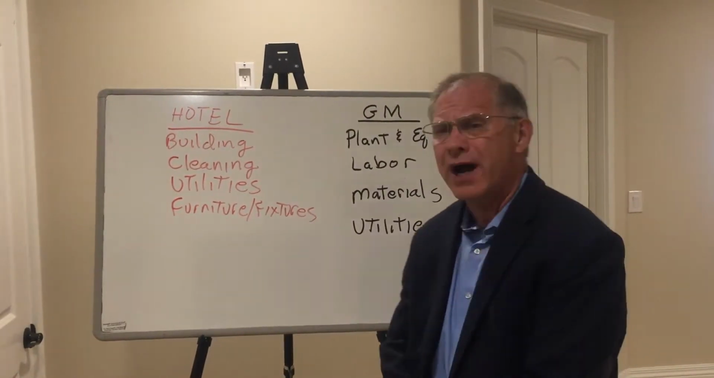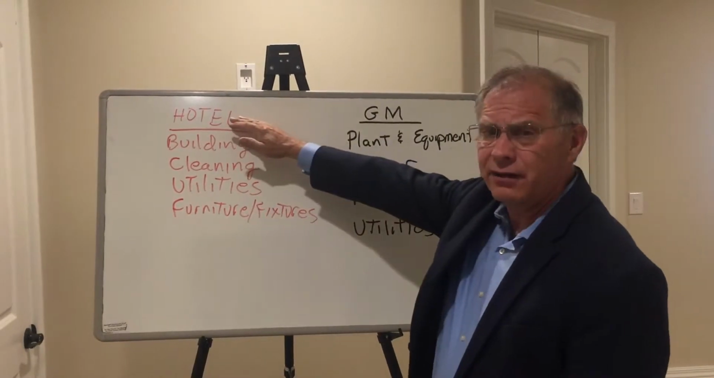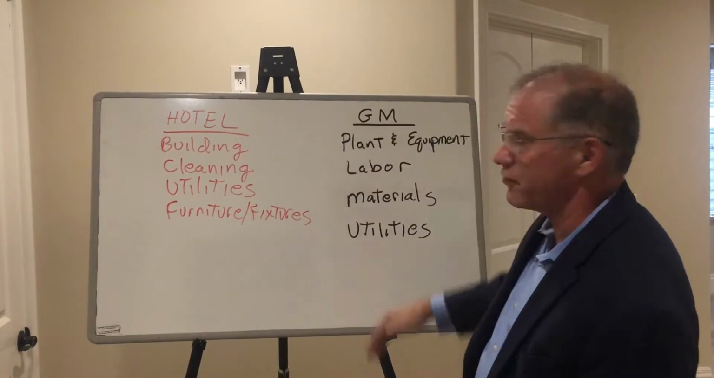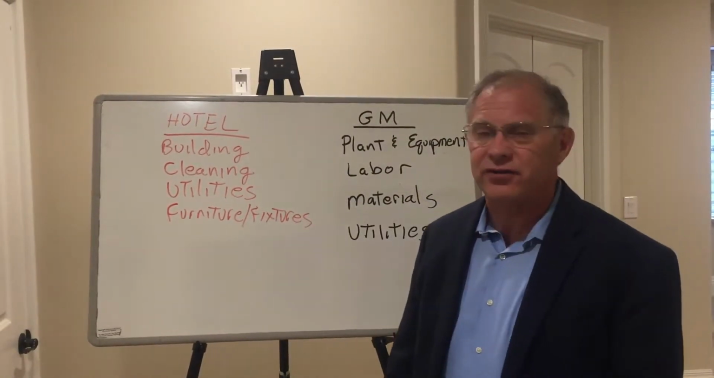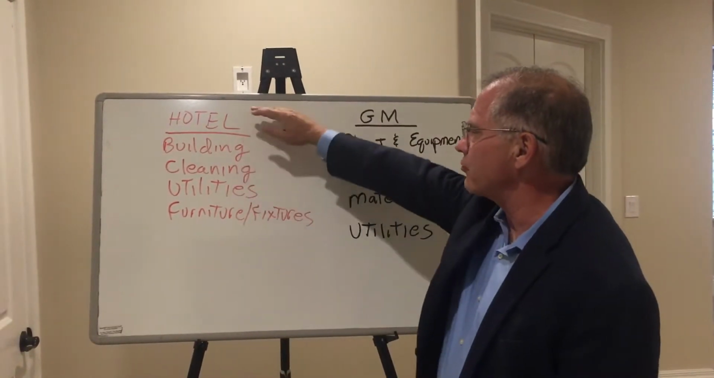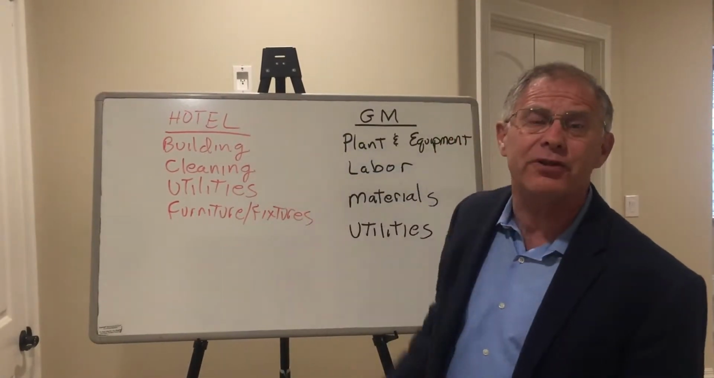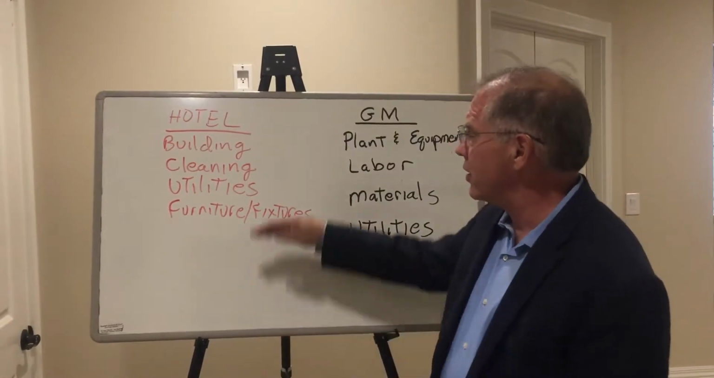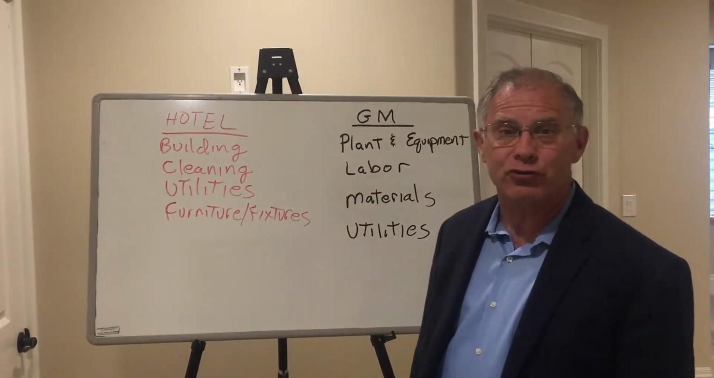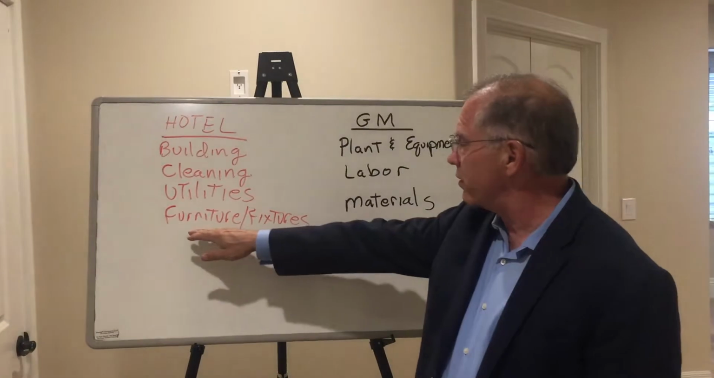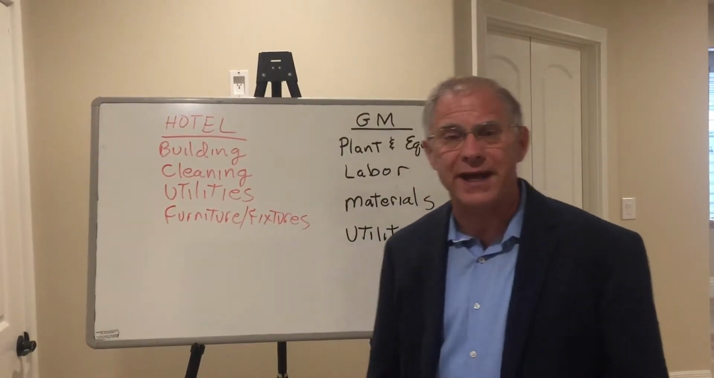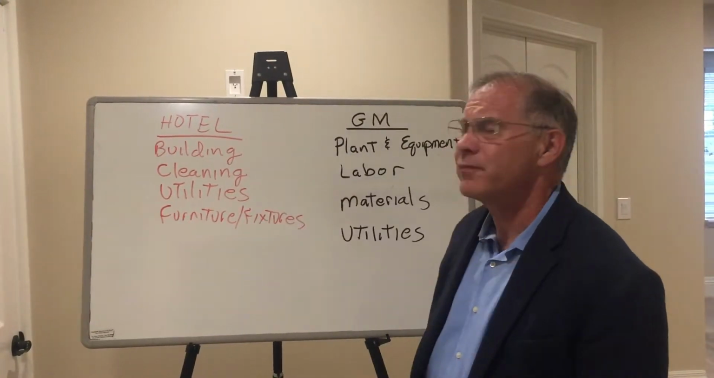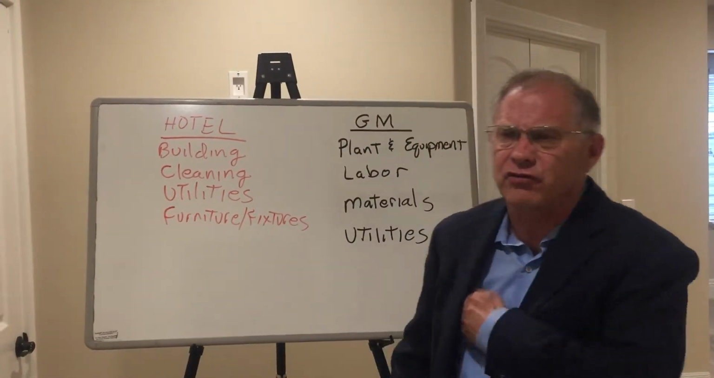Now I've put two kinds of businesses here, a hotel and General Motors, the auto company. And I've listed some of their costs. Of course, they have a huge list of costs, but these are some of their main costs. A hotel's biggest cost is probably the building. Then they have cleaning, which is labor and supplies, utilities to keep the place cool in the summer, hot in the winter, furniture and fixtures, bedding, and things like that. So let's look at these costs. Which are fixed and which are variable?